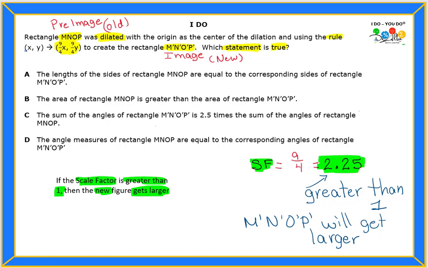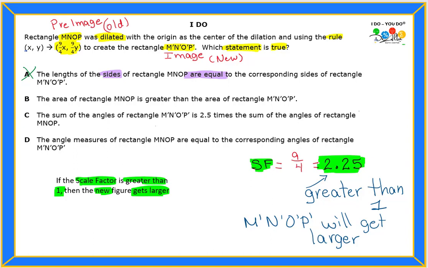Okay? Now remember, we always try to analyze the problem before we even look at the answer choices, right? So I think we got everything set in place. Let's look at the answer choices. A, it says the lengths of the sides of rectangle MNOP are equal to the corresponding sides of rectangle M prime, N prime, O prime, P prime. Is that true? Of course not, right? They're not equal. Remember we said the sides are going to be multiplied by my scale factor? So no, they're not going to be equal.